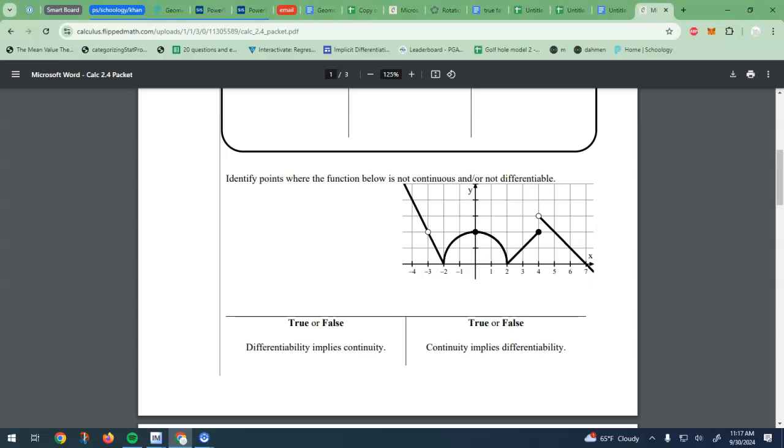Let's go to x equals -2. Is that a discontinuity? What kind? That's not what I'm asking. I'm not asking if it's differentiable. I'm asking if it's a discontinuity. It's not a discontinuity. It's not a hole. It's not a vertical asymptote. It's not a jump. So this is not a discontinuity. But is it differentiable? No, because you got a corner there. So this is not differentiable. But it is continuous there.